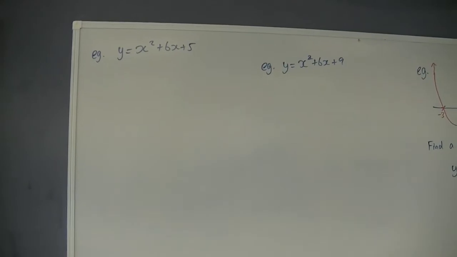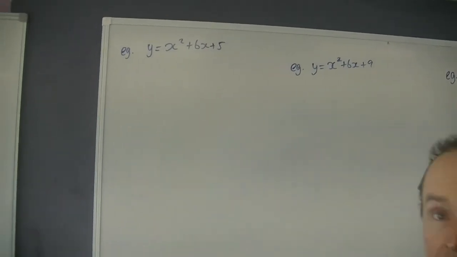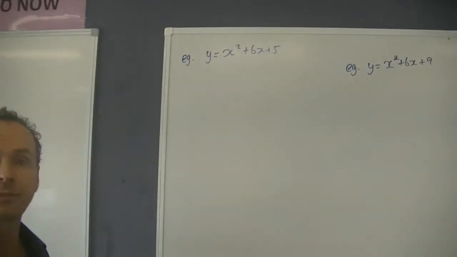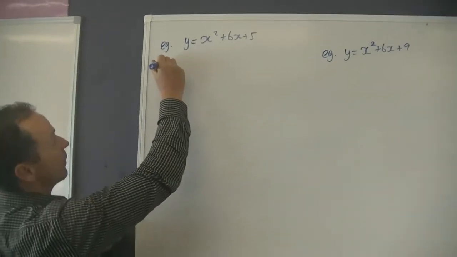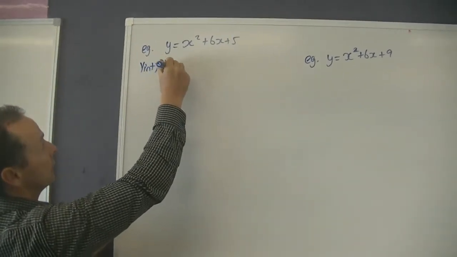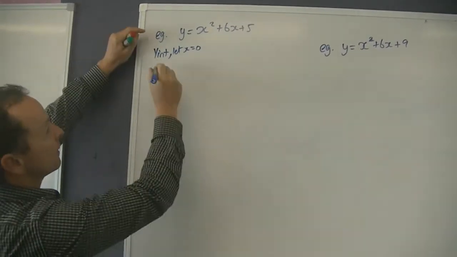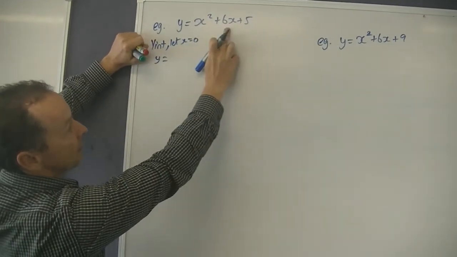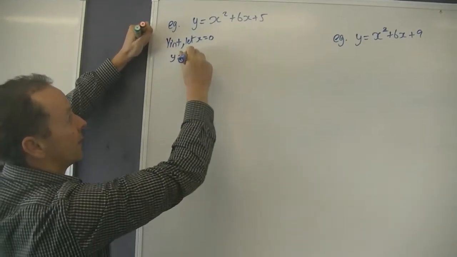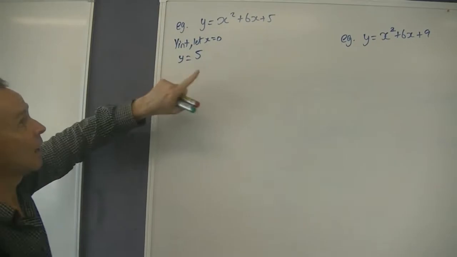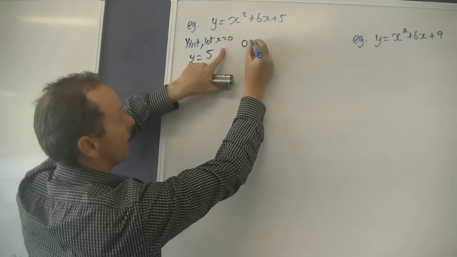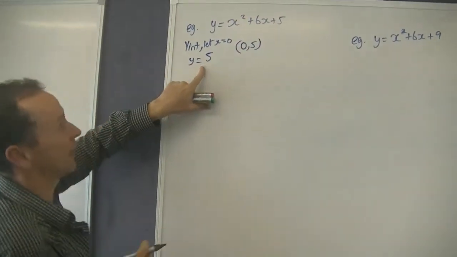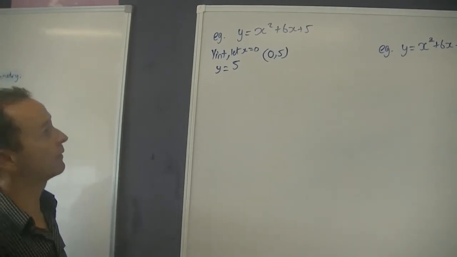Okay, so y equals x squared plus 6x plus 5. It is the same process. Maths is about process. Let's start with the y-intercept. Let x equal 0. This one's easy. So it's 0 squared plus 6 times 0, which is 0, plus 5. So we get y equals 5. I like to write that point as a coordinate: 0, and the y value is 5. So we've got our y-intercept, 0, 5.